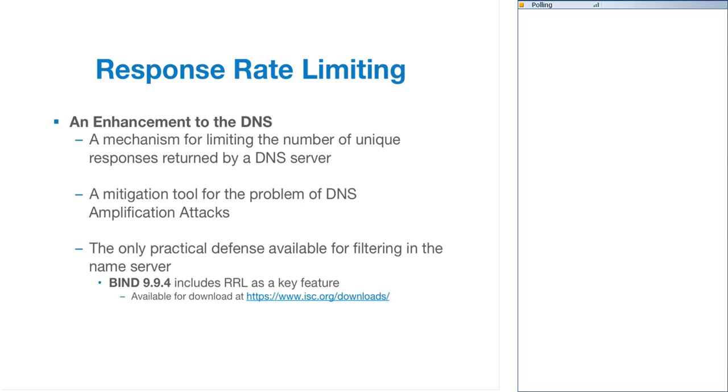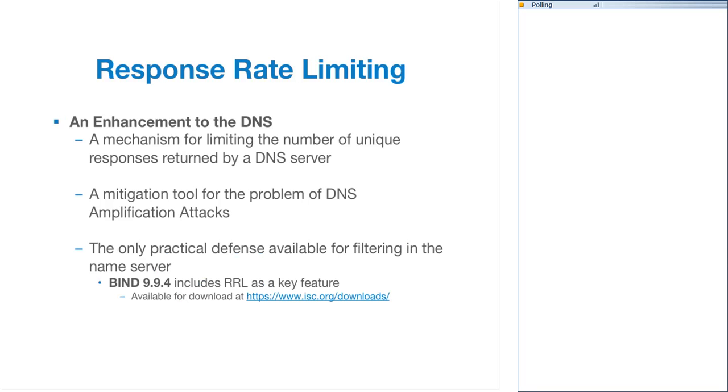So essentially, response rate limiting is an enhancement to the DNS. It is a way by which we can limit the number of unique responses that are being returned by a DNS server. And this is a very important point, that what we're limiting here is responses. So your name servers are still going to be taking in the same number of queries that they were taking in before. What RRL is doing is starting to change the behavior on how many responses or type of response that we are going to send back, based on what we view as malicious or improper behavior. And we'll talk about the details of that as we go on.